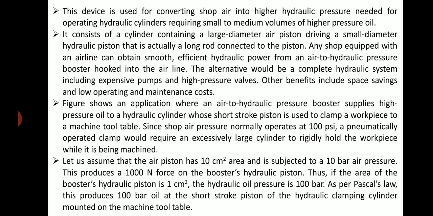Since shop air pressure normally operates at 100 pounds per square inch, a pneumatically operated clamp would require an excessively large cylinder to rigidly hold the workpiece where it is being machined. Let us assume that the air piston has 10 square centimeter area and is subjected to a 10 bar air pressure. This produces a 1000 Newton force on the booster's hydraulic piston. Thus, if the area of the booster's hydraulic piston is 1 square centimeter, the hydraulic oil pressure is 100 bar. As per Pascal's law, this produces 100 bar of oil at the short stroke piston of the hydraulic clamping cylinder mounted on the machine tool table.